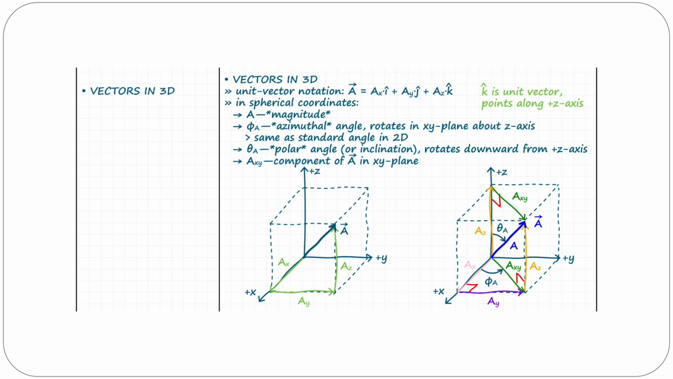And then when we add a third dimension, we have a third component. This is our z component. And k hat is a unit vector that points along the positive z-axis, the same way that i hat and j hat point along the x and y axes.